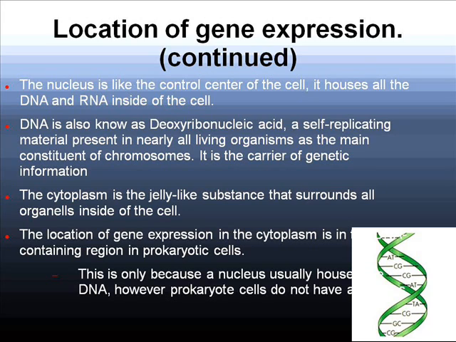Cytoplasm is a gooey-like substance that surrounds all the organelles in the cell. The location of the gene expression in the cytoplasm is in the nucleoid region in the prokaryote cells.